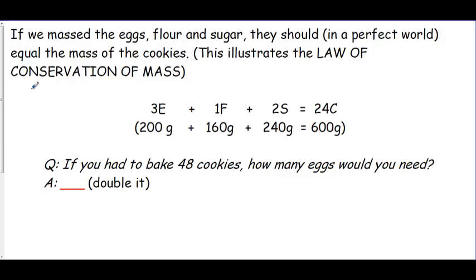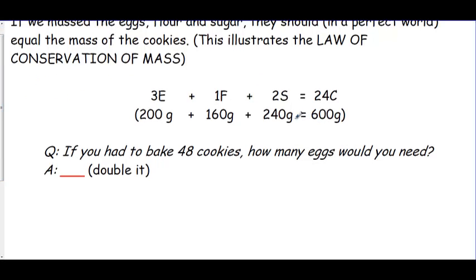If you had to bake 48 cookies, how many eggs would you need then? Well, if this general recipe calls for 24 cookies and I need 48, 24 into 48 is double. So if you're doubling it, then we have to double everything in the recipe. How many eggs are we going to need if we double this? Answer, 6. We're going to need 6 eggs. Basically, you're going to double the recipe.